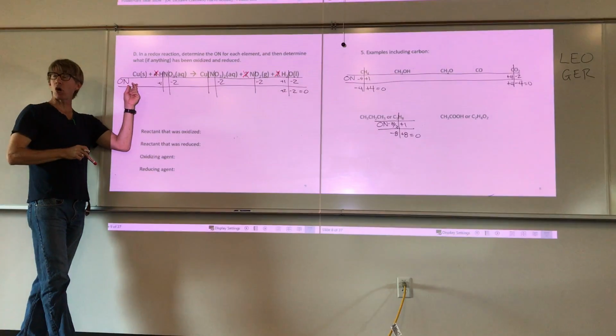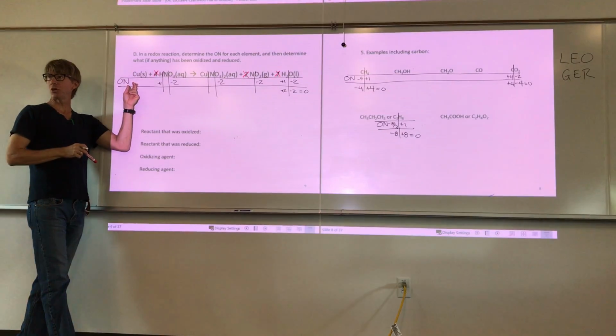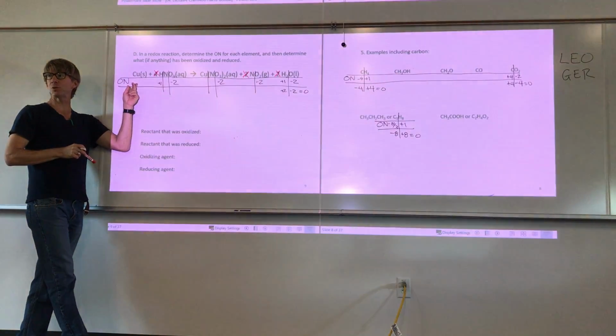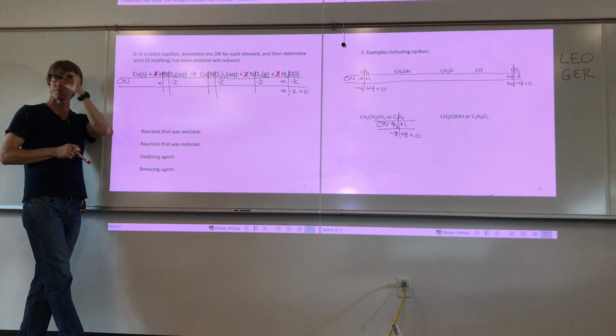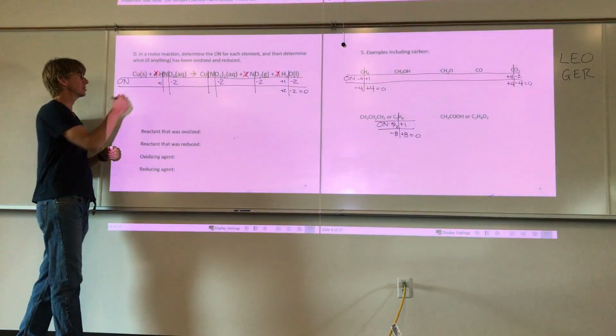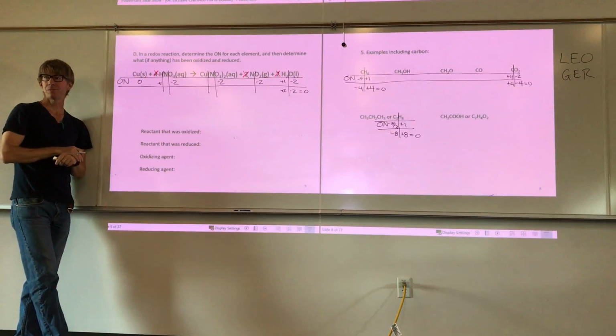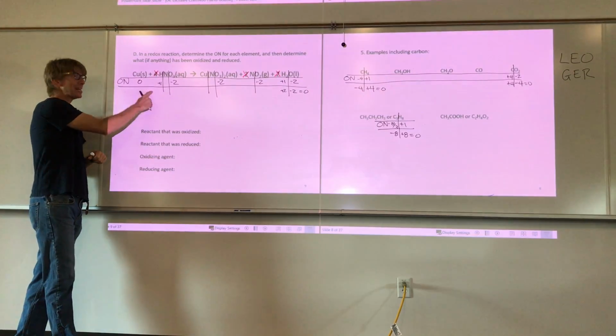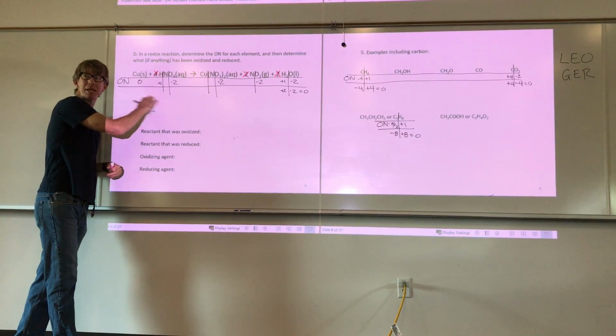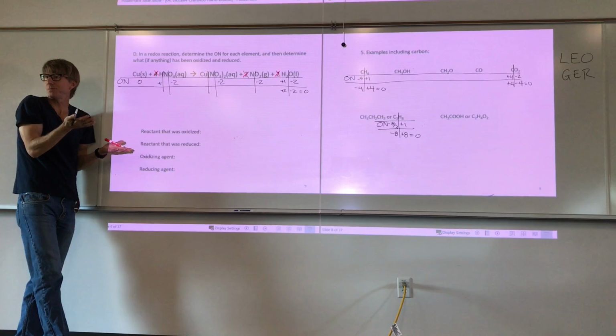Here we have an element all by itself, what's called an element-only formula. For element-only formulas, what's the oxidation number? 0, goose egg, donut. And so you don't have to have anything down here. You actually never do, but just when it helps you, put stuff down.